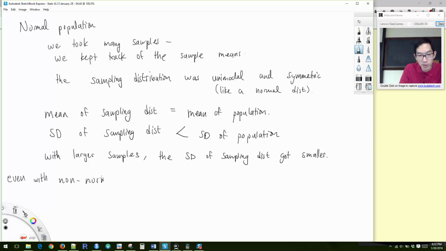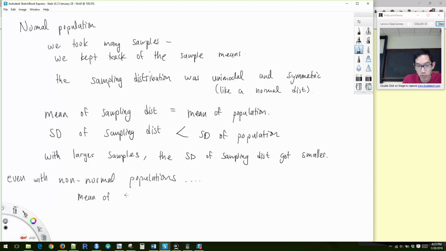non-normal populations, what happened? What happened was all of our sampling distributions, the mean of the sampling distribution was the mean of the population, okay? And what we also saw, the standard deviation of the sampling distribution decreased as the samples got larger.